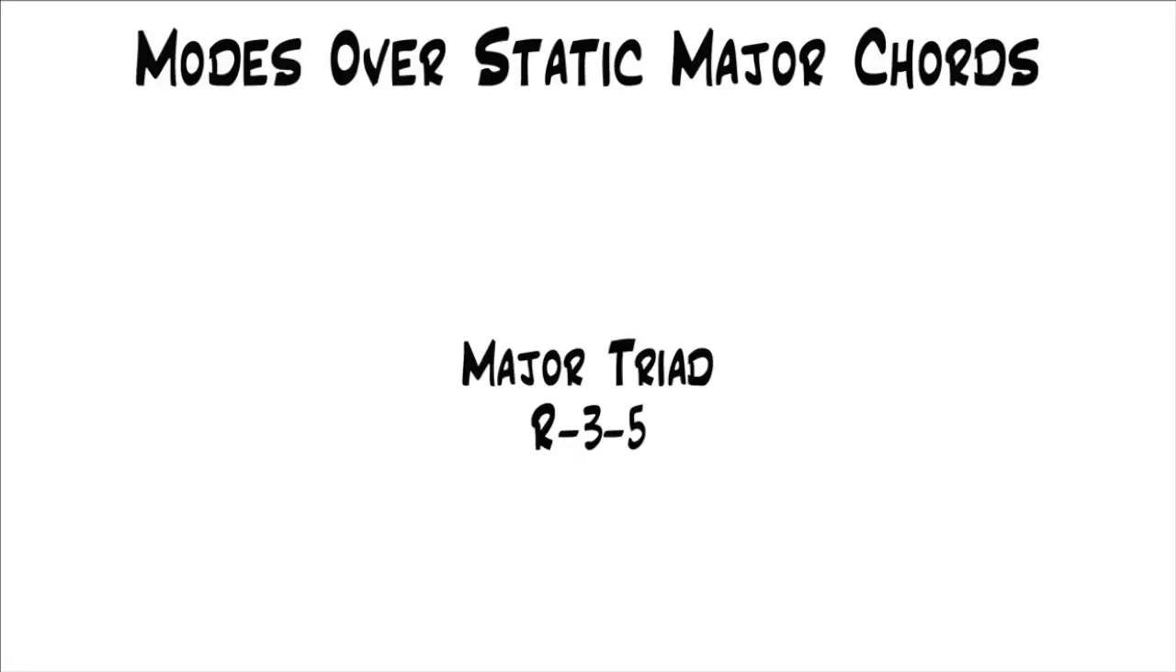Really in this series, what we're diving into the most is how to use the modes to solo over different chords and chord progressions. In this lesson we're going to talk about how to solo over static major chords. What that means is that it's just one chord looping over and over again. For example, if you had a G major chord, that's the only chord you would hear. It wouldn't be a chord progression like a 1-4-5 or anything. It would just be the G chord looping over and over.